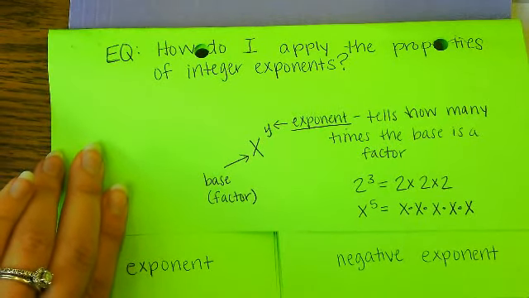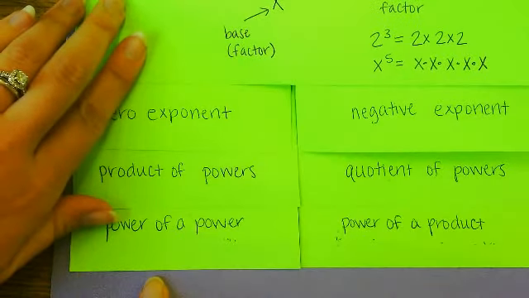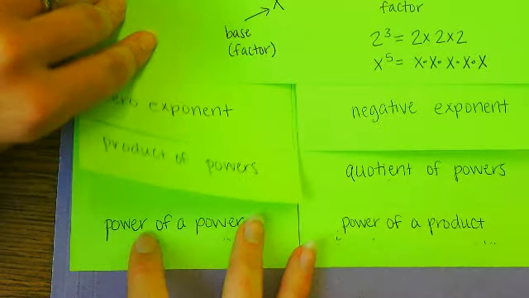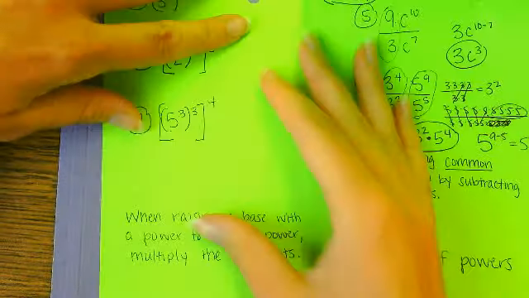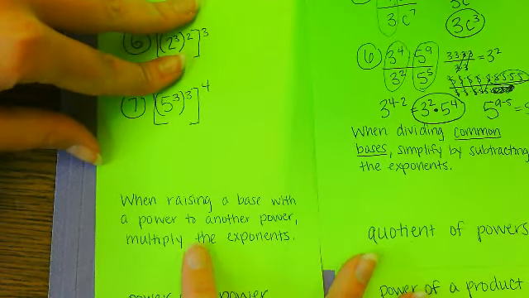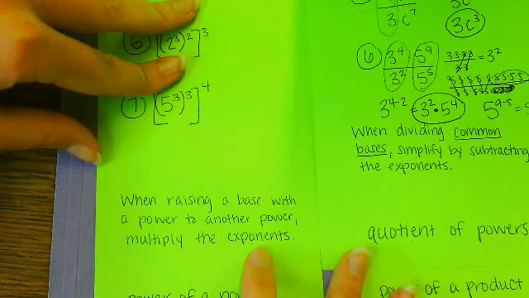We're going to continue looking at properties of integer exponents. We're going to look right now at power of a power, and then we'll look at power of a product. Alright, let's first look at what power of a power says. When raising a base with a power to another power, multiply the exponent.